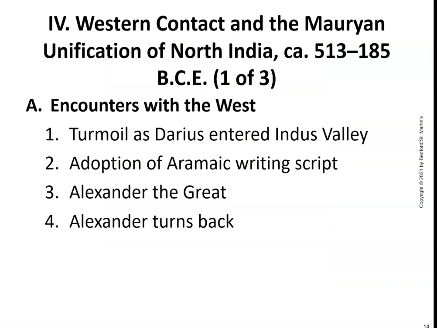So what about Western contact? What exactly happened when these Westerners came in? How did that change parts of India? So we do have turmoil developing as Persian Emperor Darius entered the Indus Valley and the region of Kashmir. Indians adapted the Aramaic writing script, and Persian control was overrun by Alexander the Great, who entered the Indus Valley and other rival states. Alexander followed the Indus south, hoping to find the end of the world. Unfortunately, as we all know, his men mutinied and refused to continue, forcing the leader to turn back.